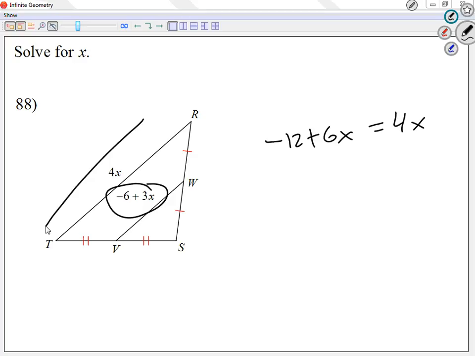There's the long side. The little one times 2 is equal to the big one. And then the algebra steps you guys can do. Alright, we're good up until 88? 87, sure.